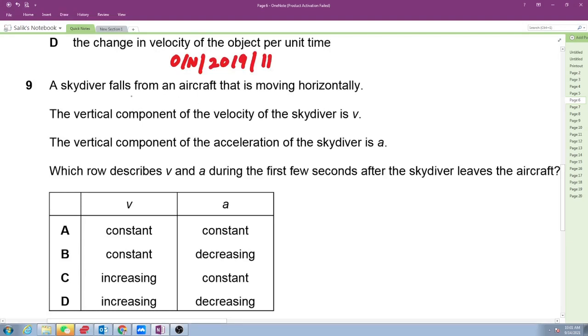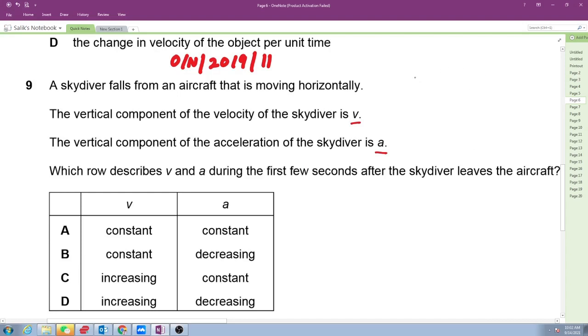The question is: a skydiver falls from an aircraft that is moving horizontally. The vertical component of the velocity of the skydiver is v. The vertical component of the acceleration is a. Which row describes v and a during the first few seconds after the skydiver leaves the aircraft?